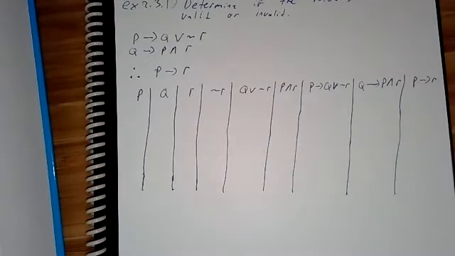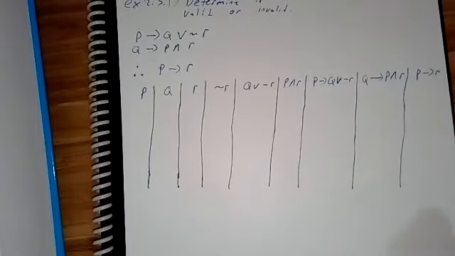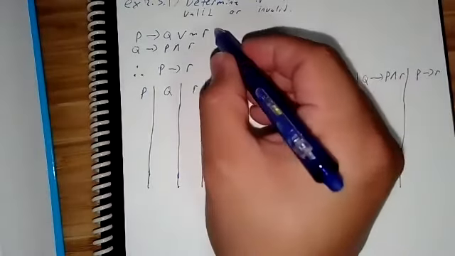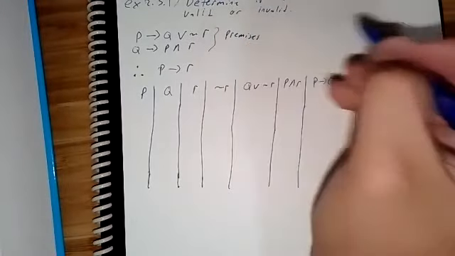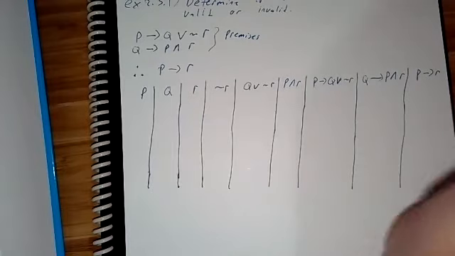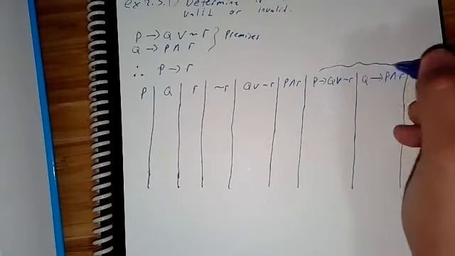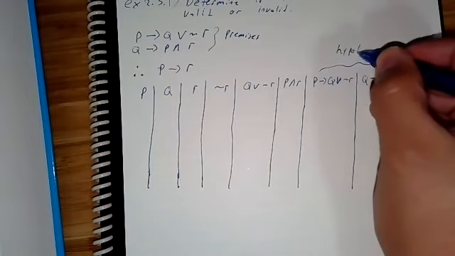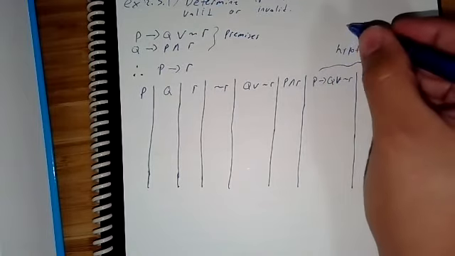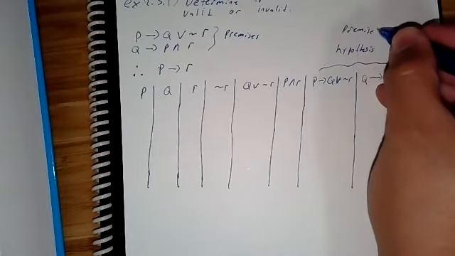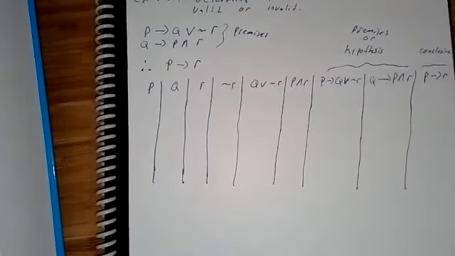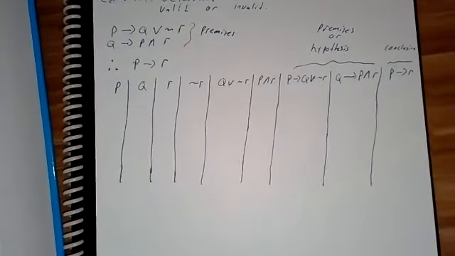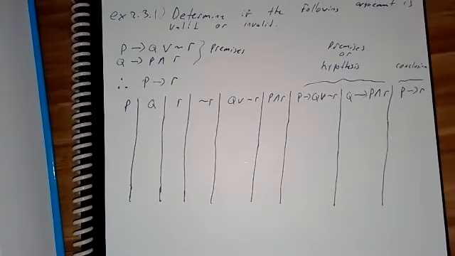All right, so here's the truth table. These are the premises, also known as assumptions or hypotheses. Those are these right here. Hypotheses, premises. And this right here is the conclusion. Okay.